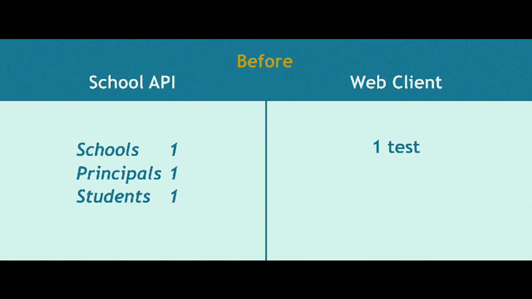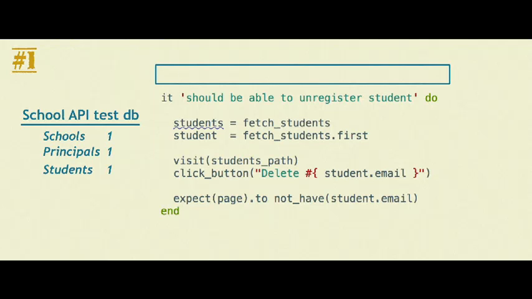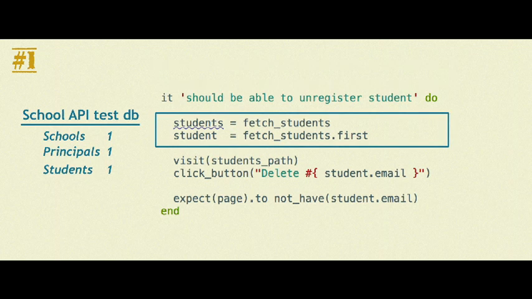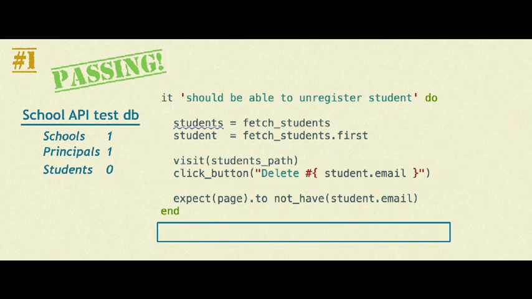So, an overview of the state of the school API database and the web client test suite before running our test suite. We seeded the school API test database with one school, one principal, one student, and we have one test. And this is what the test looks like. Again, we have this table on the left, and it describes the state of the school API test database: one school, one principal, one student. We have this function here that fetches all the students and grabs the first student, because we don't know the student's email address to delete in this step. So then we click the delete student email button. There's a student that's deleted, and this test passes.